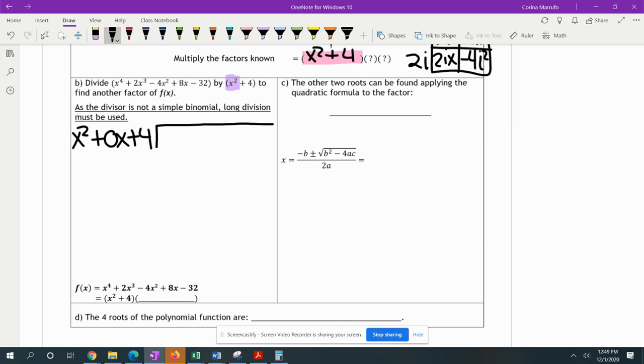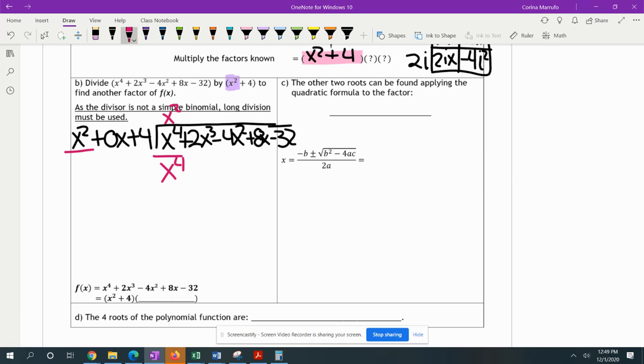And we're dividing this into x to the fourth power plus 2x to the third power minus 4x squared plus 8x minus 32. All right, and then remember, we cannot get a remainder. If you get a remainder, you need to go back and check your work. So we start off with step 1. We divide x squared and x to the fourth power. So that means that x squared times what gives you x to the fourth power? Well, x squared times x squared gives you x to the fourth power. And then we multiply x squared times x squared is x to the fourth.